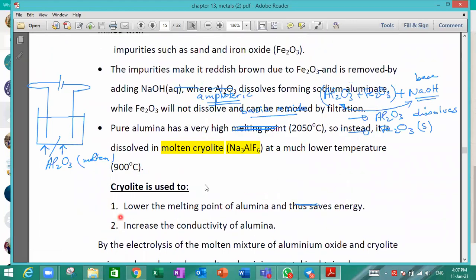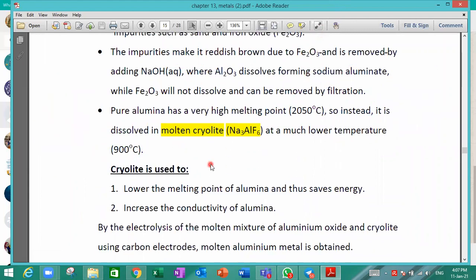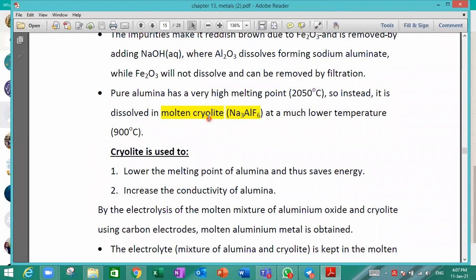Cryolite is used for two purposes. And we have to know these two, because whenever they ask us about cryolite, they say, why do we add cryolite in the extraction of aluminium from its bauxite? We have to mention these two reasons, or else we get only one mark. It's always two marks. The first reason is that cryolite will lower the melting point of alumina, and thus saves energy, because the higher the melting point, the more energy we need, and of course it will be more expensive. And the second reason is that it increases the conductivity of alumina.